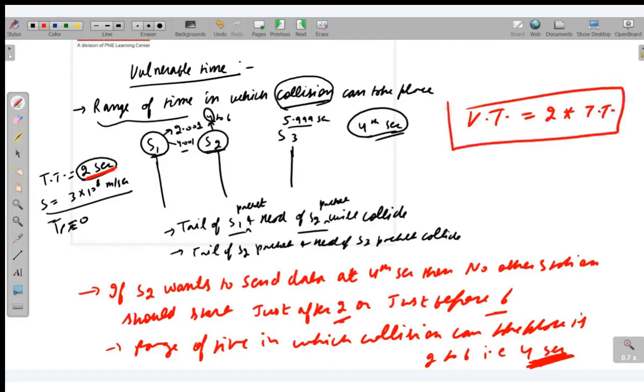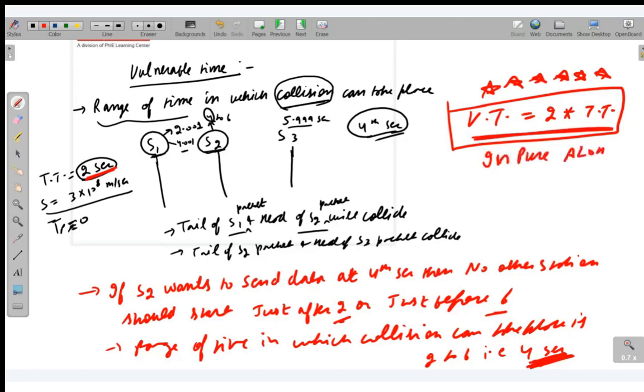This is a very important formula. Many times questions have been asked in GATE. That's why I have spent 4 to 5 minutes explaining this basic concept. So you should remember this: vulnerable time is equal to twice the transmission time in case of pure ALOHA.